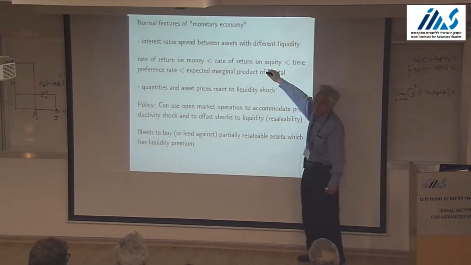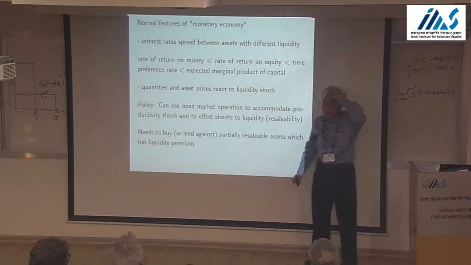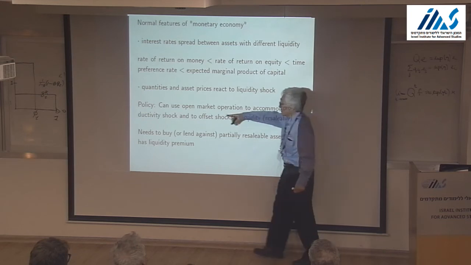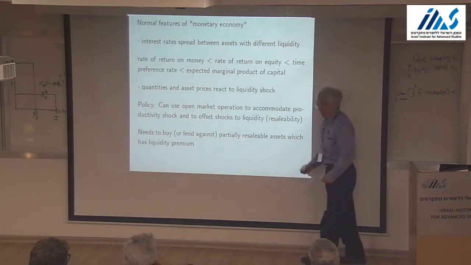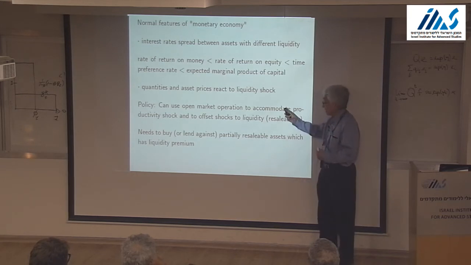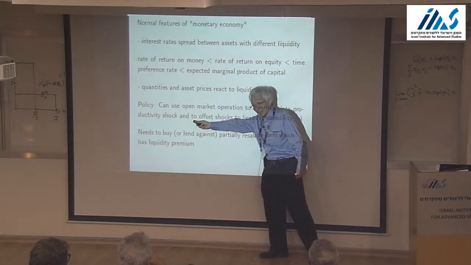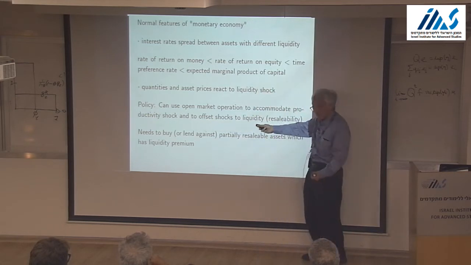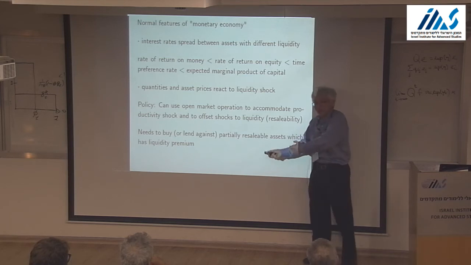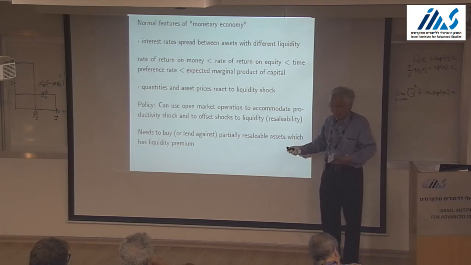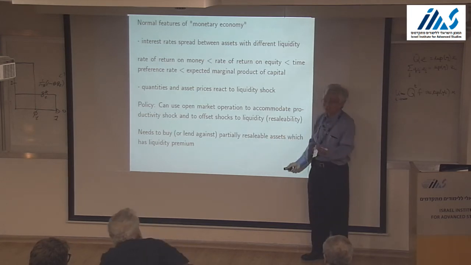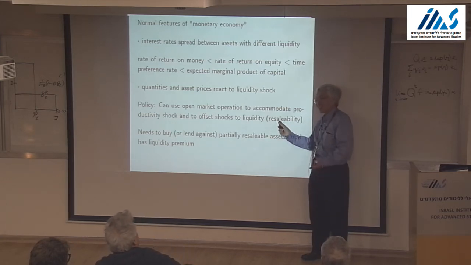So in this sense, this is a liquidity-based asset pricing model. And also, open market operations can be used to accommodate the productivity shock and also to offset the liquidity shock, to mimic a little bit more closely the standard RBC. I wouldn't say full efficiency, because of the government. Why doesn't the government do everything? So that question comes back.